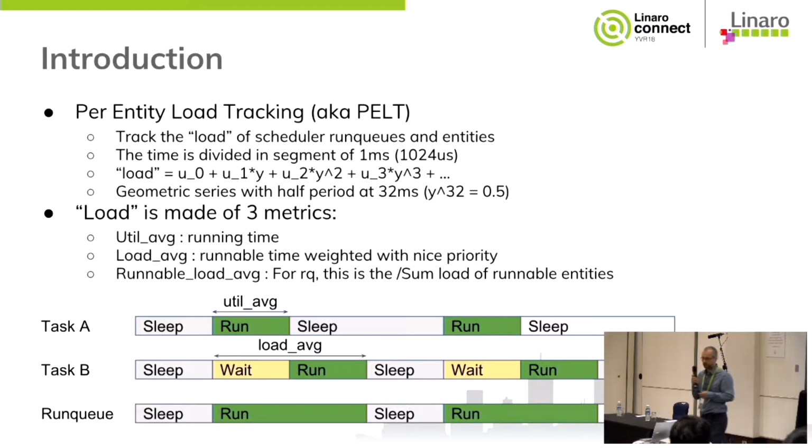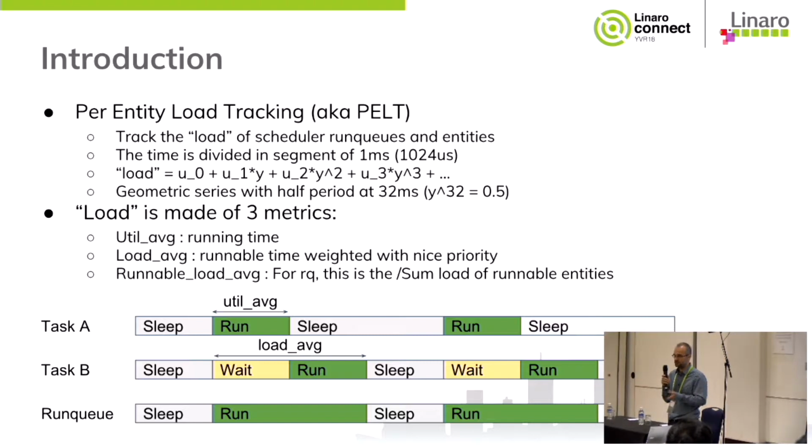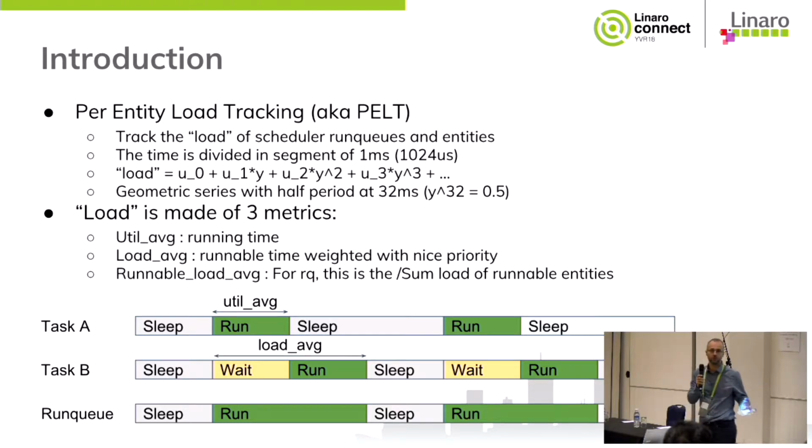In this geometric series, we are using what we call the half period, which is 32 milliseconds. It means that a utilization time slot after 32 milliseconds will weigh half of the total utilization. This is a bit empiric, in the sense that it was selected to be a good time window compared to the scheduling time on a system that is using something like 8 CPUs. So maybe this should be changed if you have a larger or smaller system, but for now it's hard-coded in order to be really efficient, because we are calling that a lot, for each time slot and scheduling time slice. So we need to optimize everything.